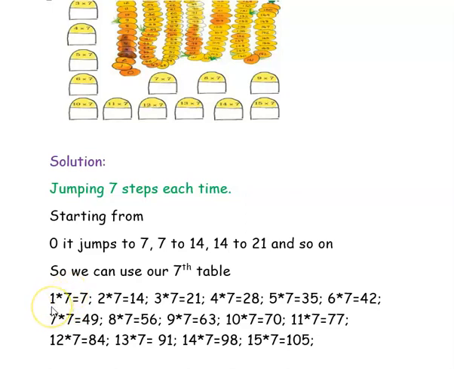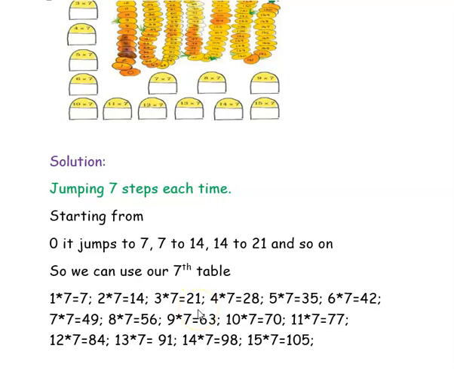So we are starting from 1. In the first 7-step jump we will be at number 7. In the second 7-step jump we will be at number 14. So we can find it by 2 into 7, that is 14. Then the third jump: we are going to jump 7 steps, right? For the third jump, you have to multiply by 3. So 3 into 7 will be 21.